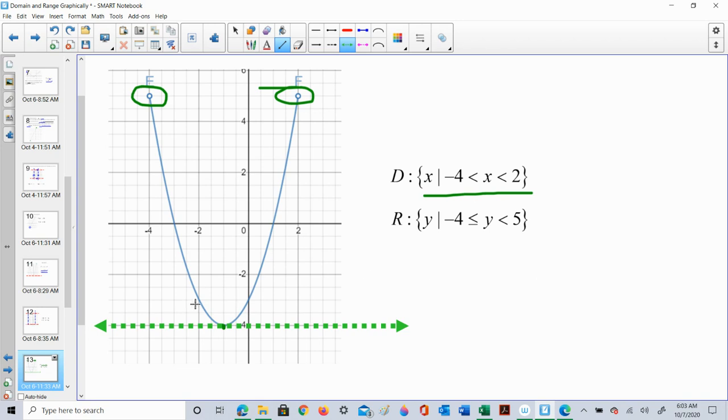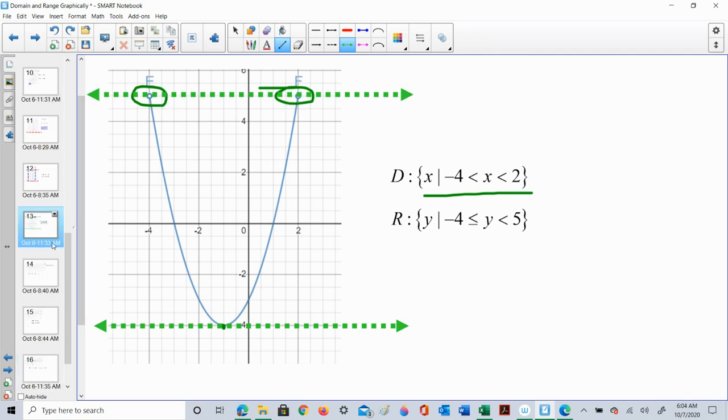But up here, when we get up to the top, those two points are not part of the graph. So this is y, such that y is greater than or equal to -4, just less than 5, because both of these circles are open, both of them.